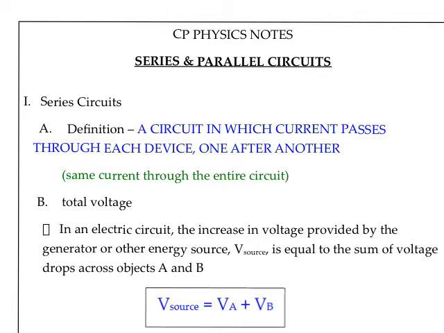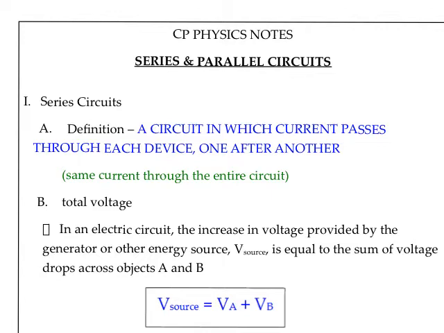So let's get started. The definition for a series circuit is one in which current passes through each device, one right after another. And you can think of this as everything is connected in one loop. For our voltage, the voltage that comes from a source is going to be the sum of the voltage drops across each of the objects that are in our circuit.